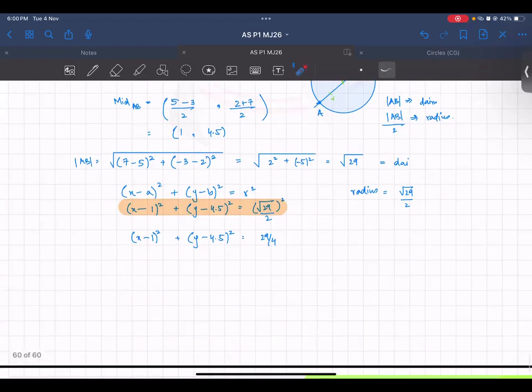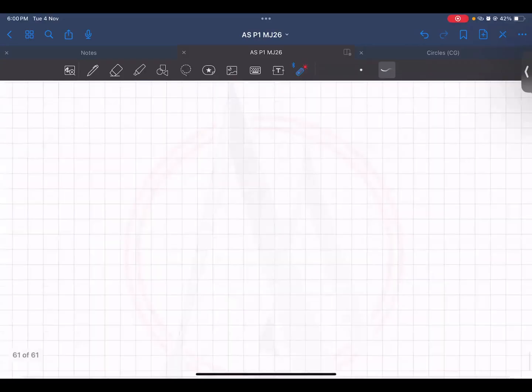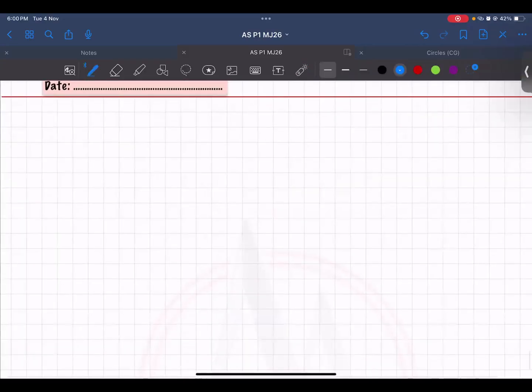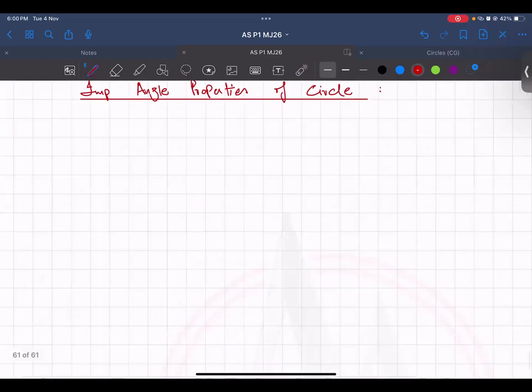There are a few more ways as well that they can ask you the question. One of the circle properties is the tangent property. Important angle properties of circle. Let's discuss a few. Everyone knows about the radius, everyone knows about the diameter, some of the angle properties. One of them is the tangent.